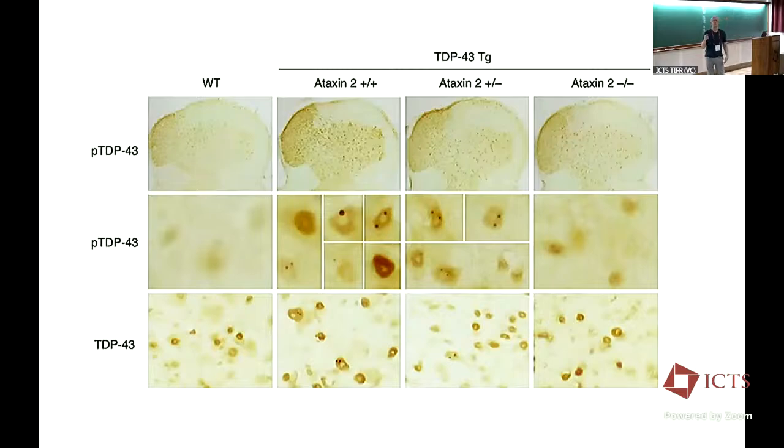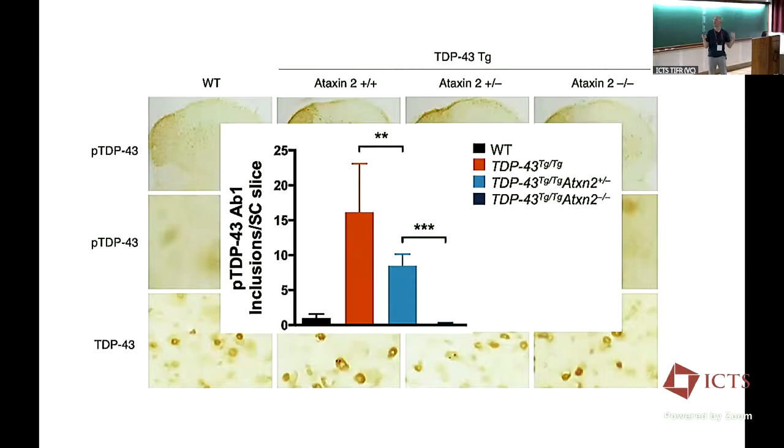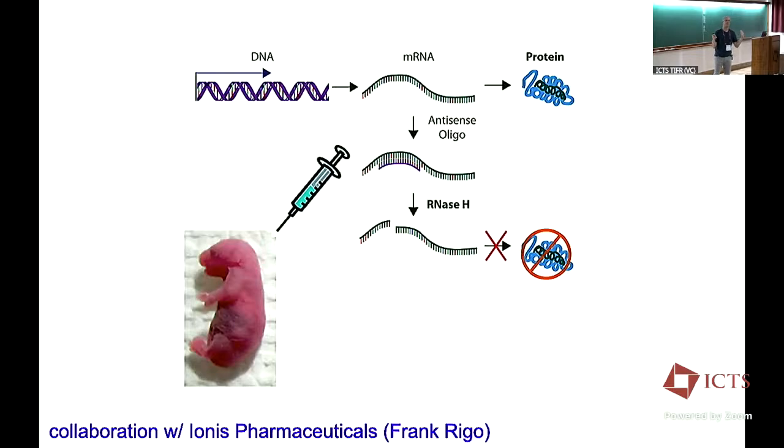She then did an experiment where we collaborated with a pharmaceutical company to develop a kind of DNA-like drug called an antisense oligonucleotide to lower ataxin 2's level. We delivered this DNA-like drug. It binds to an RNA you designed it against. And then all cells have an enzyme called RNase H, which recognizes RNA-DNA hybrids and then catalyzes the destruction.